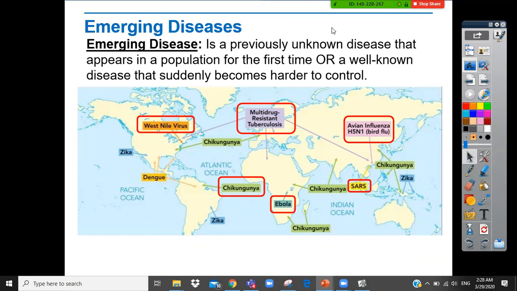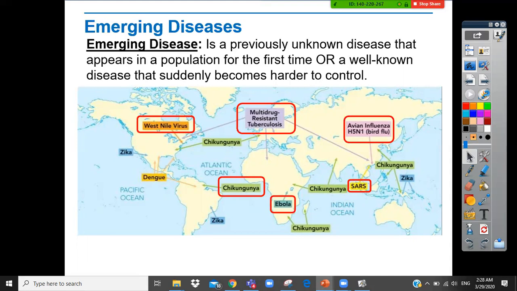By the end of our lesson, we will talk about something that we are actually living through nowadays, which is called emerging diseases. An emerging disease is a previously unknown disease that appears in a population for the first time, or a well-known disease that suddenly becomes harder to control.